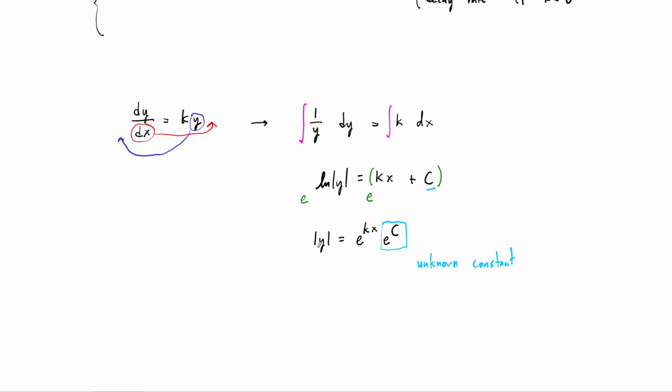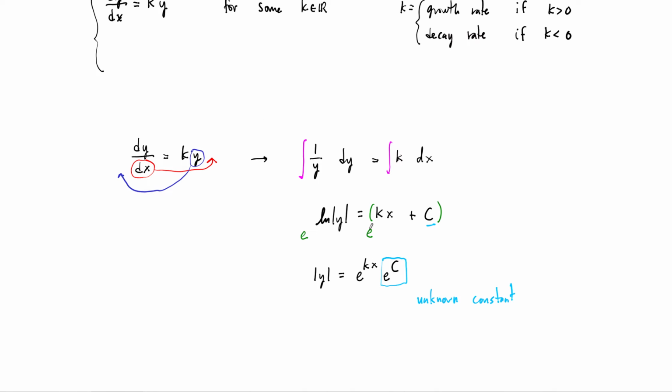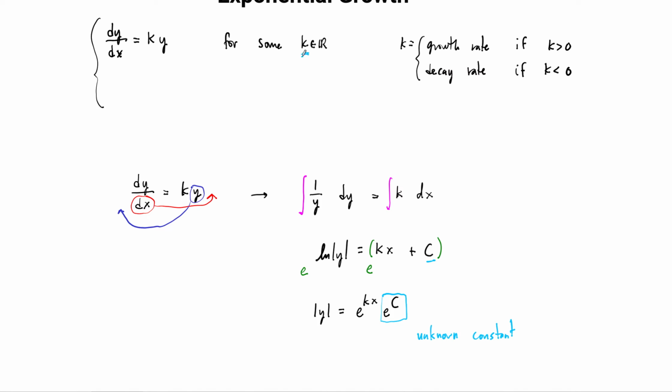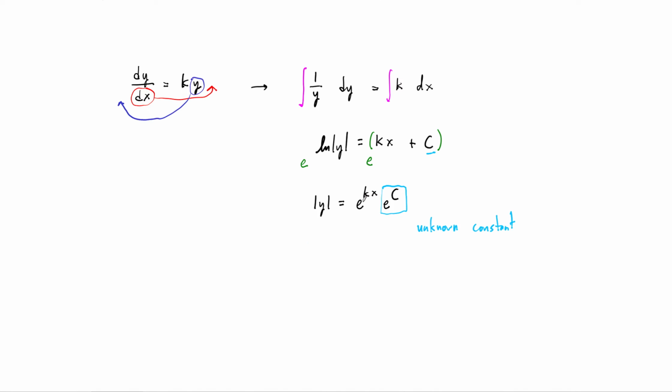Remember, our job is to solve for y, not for the absolute value of y. And it's possible that y could be negative, right? But e to the kx can never be negative, no matter what x is or what k is. Remember, we're going to assume k was given to us. Even if k is negative, e to the kx is not going to be negative. It's always going to be positive. So if this function y was going to be negative, what would have to happen to this constant? Well, it would have to be negative.